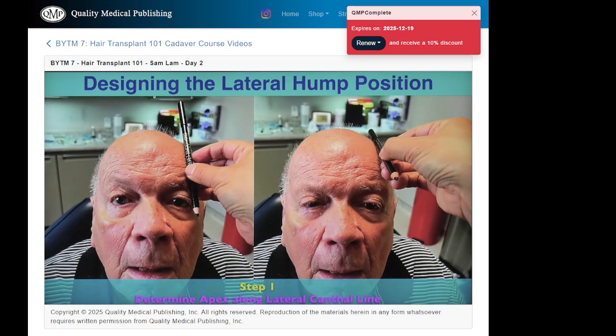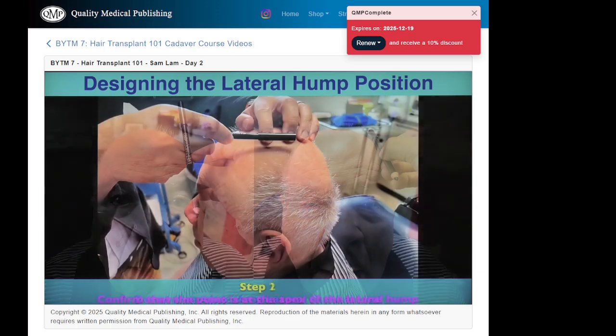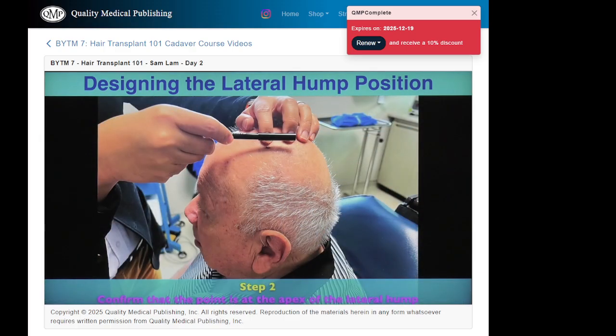So what you first do is you want to define where that lateral hump position is. Remember, that hump is gone. So what I do is I take that pen, I go up, and I sort of define where the lateral hump is. Okay, so from the side view, I'm going to have the apex of that point. Now, what is the apex? Well, think about it. Look at where that hair sits right now.